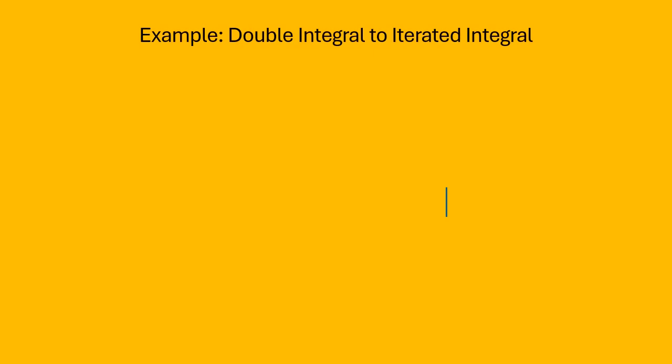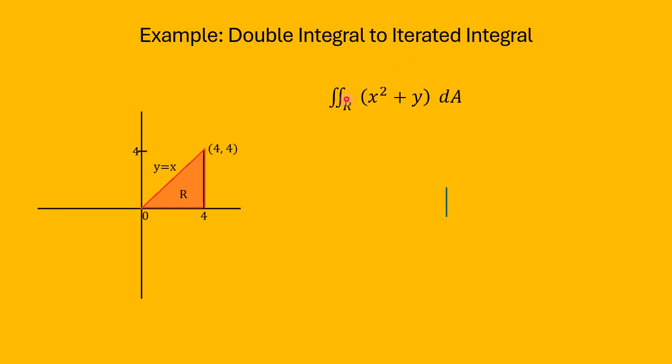So let's look at an example of changing a double integral to an iterated integral and then evaluating that iterated integral. So let's look at the integral over a region R of x squared plus y dA. That's the one we just looked at with Riemann sum approximations. And so here is the region R, again, same triangle as before. This side, the hypotenuse, goes from 0, 0 to 4, 4. So the equation of this curve right here is y equals x.